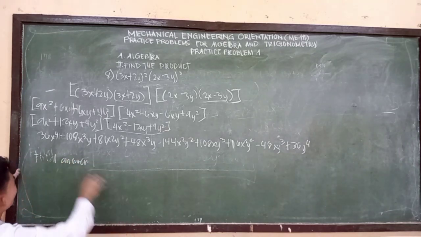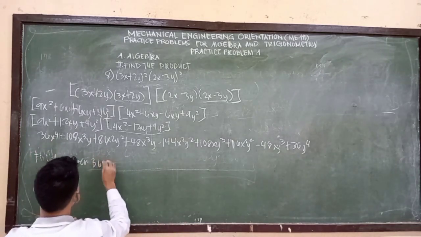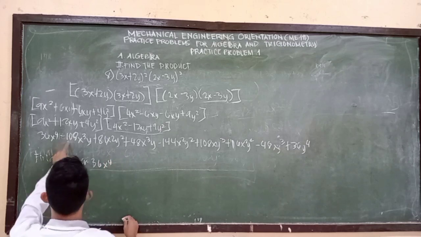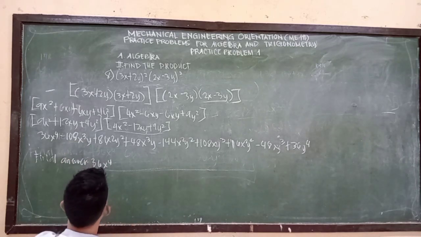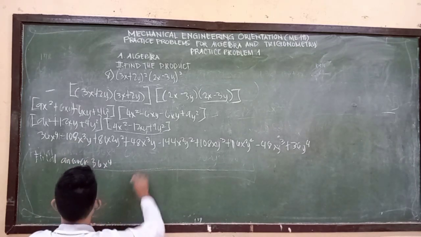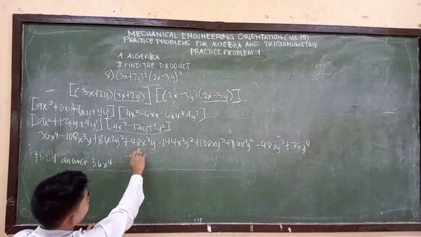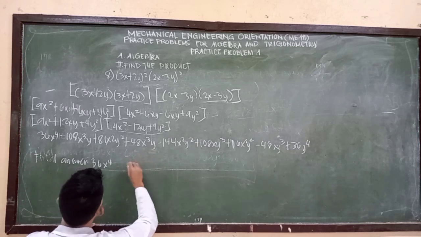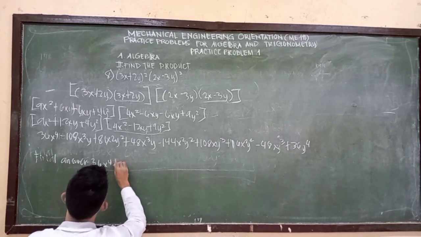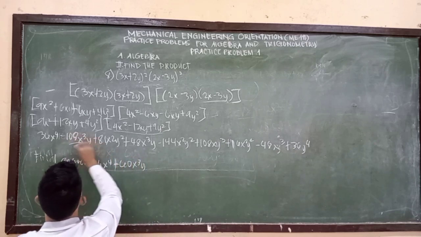All we have to do is combine like terms in these equations. Copy 36x to the 4th power, negative 108x cubed y plus 48x cubed y will give us negative 60x cubed y.